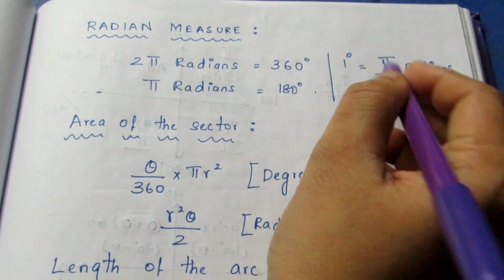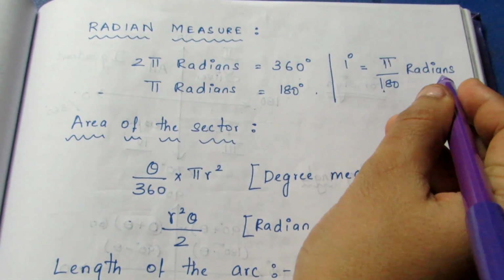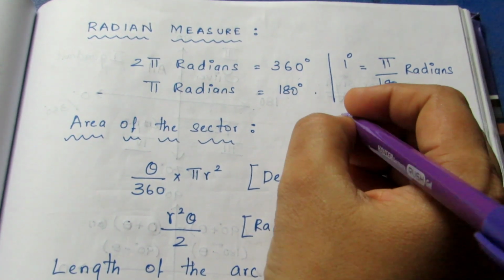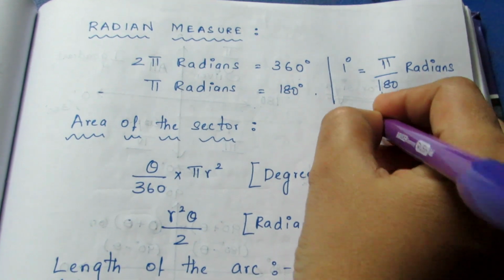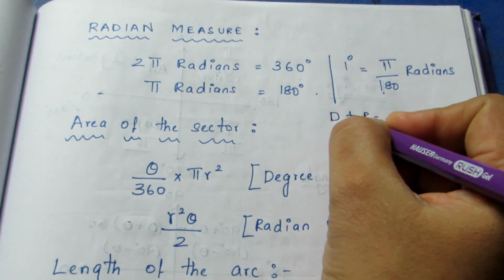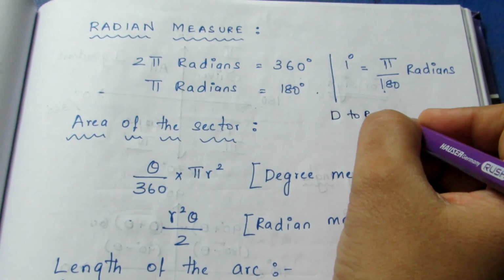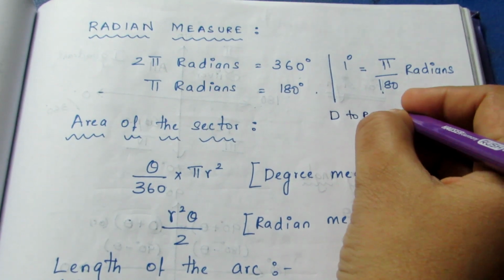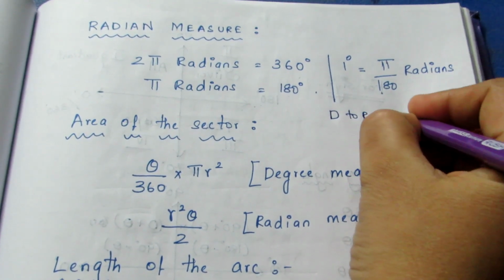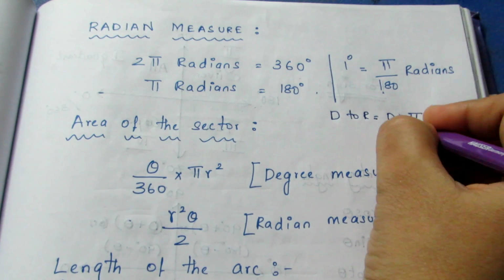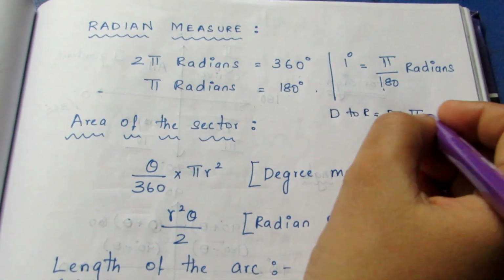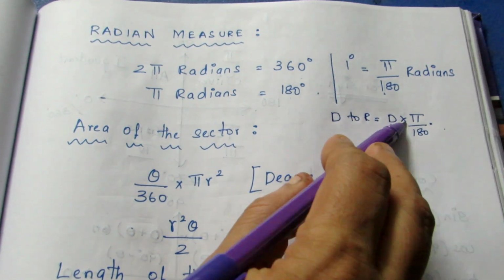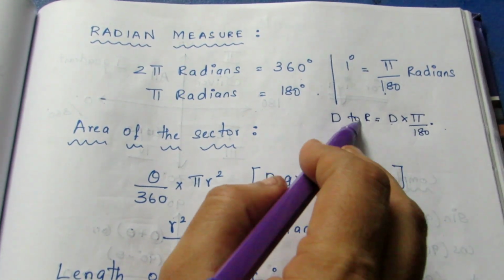1 degree is equal to pi by 180 radian. I'll give you a hint for degree to radian. To change from degree to radian, we need to multiply the degree by pi by 180. So remember this: just multiply the degree by pi by 180 to get a radian.